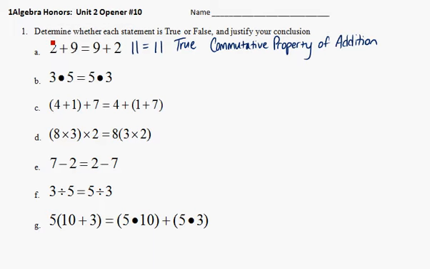Number 1b also deals with the commutative property. We're just moving our numbers around. Let's check and see if the commutative property is true for multiplication. Does 3 times 5 equal 5 times 3? Well, 3 times 5 is 15. 5 times 3 is also 15. So this statement is true. So there's also a commutative property of multiplication.